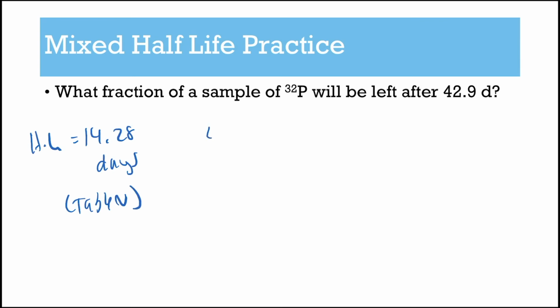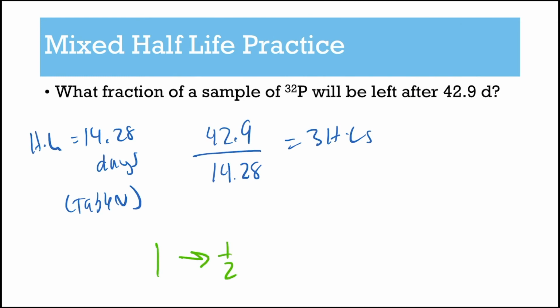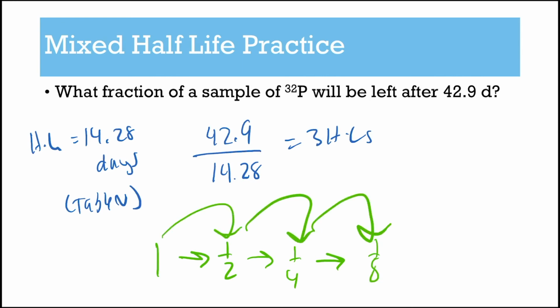And so we know 42.9 days occurred overall. Divide that by the length of 1 half-life. That means 3 half-lives have occurred. So if we're talking about fractions, we will always want to start off with a whole. So that's 1. After 1 half-life, we're left with half. After 2 half-lives, half of a half is a quarter. After 3 half-lives, a half of a quarter is an eighth. So you have 1, 2, 3 half-lives. So 1/8 remains.